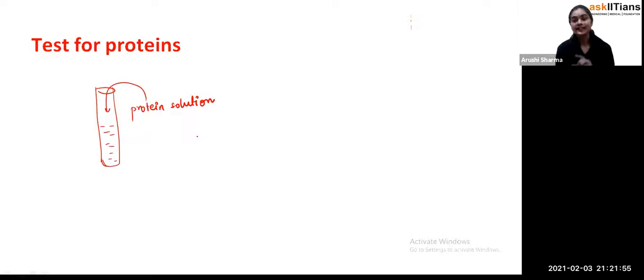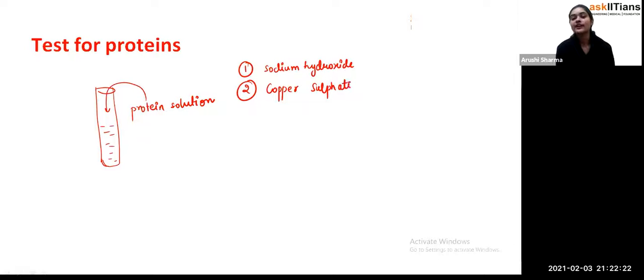Now what are the reagents? Reagents means, students, what type of solution or what things you can use so that you can detect whether the food is having the protein or not. So first is the sodium hydroxide. As you have seen, for the starch test we required iodine solution. For this test, first of all we require sodium hydroxide, and secondly we require copper sulfate. So when you are having these two, you have to follow the order very well.